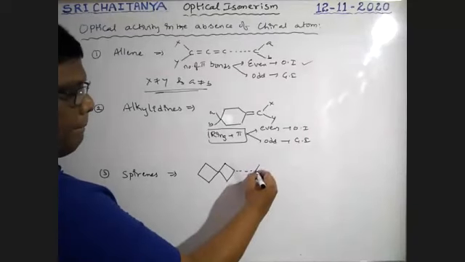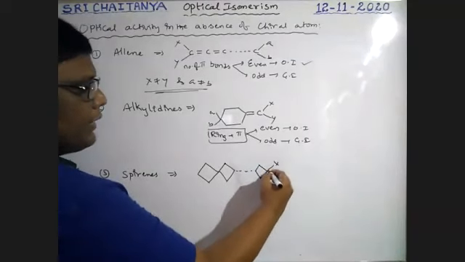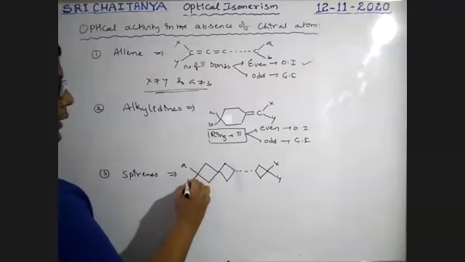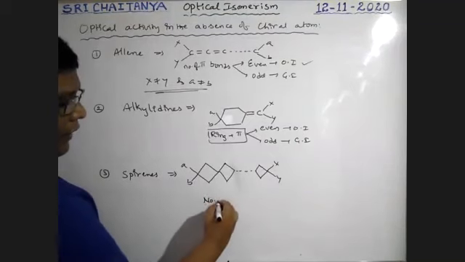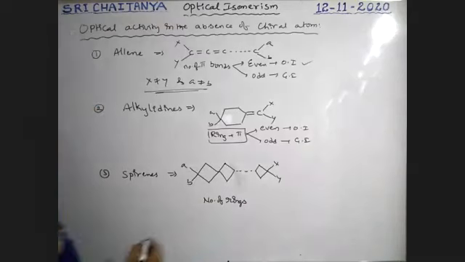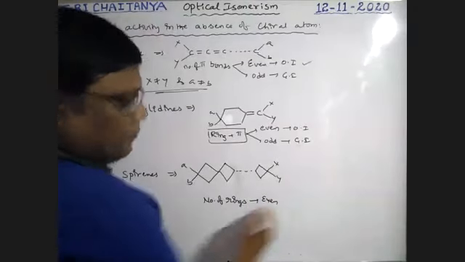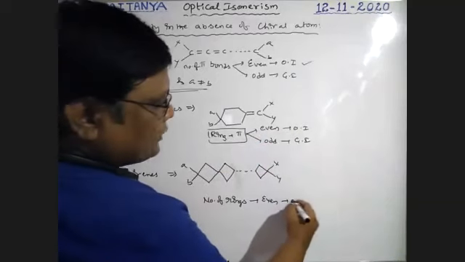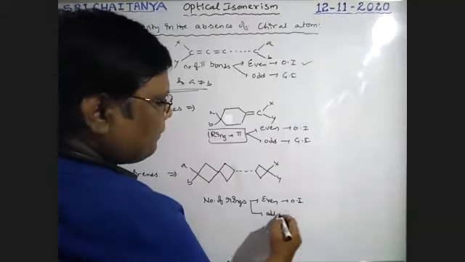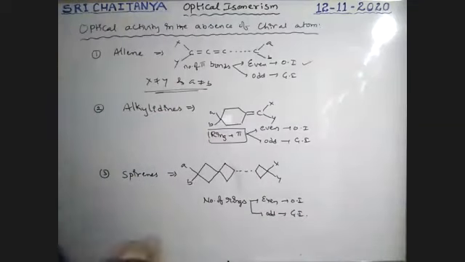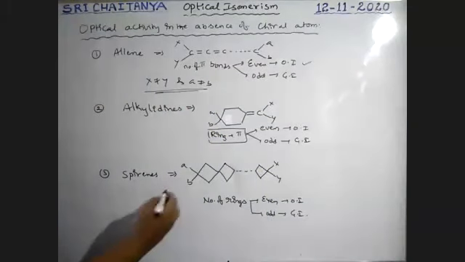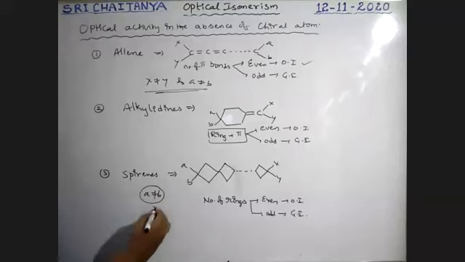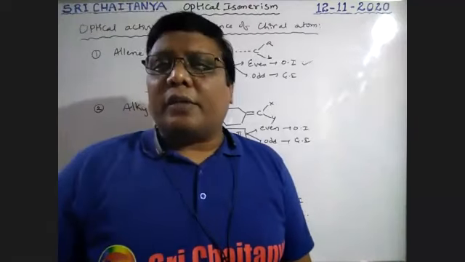Here also, X, Y, A, B, like this, boys. Here also, number of rings. If it is even, once again, optical isomerism is possible. If it is odd, geometrical isomerism is possible. Please consider whether the compound exhibits geometrical isomerism or optical isomerism. Very, very important. Here also, A not equal to B and X is not equal to Y. So these conditions must be followed, boys.